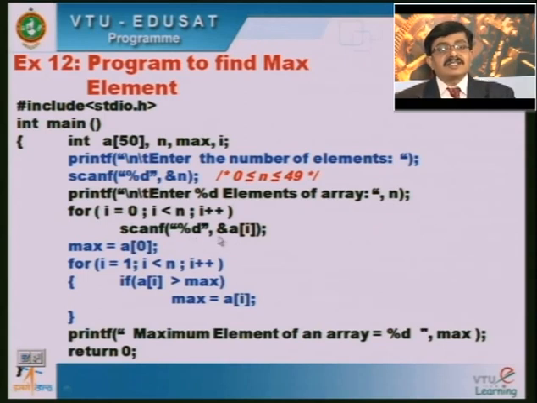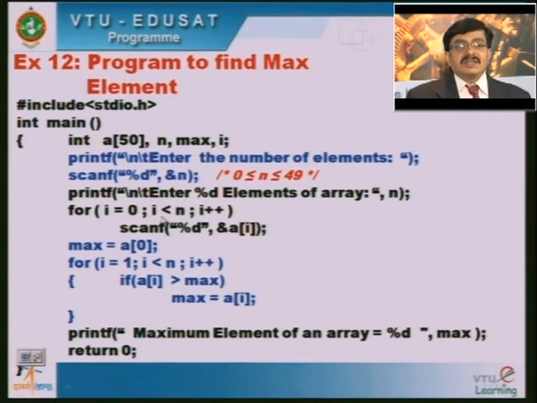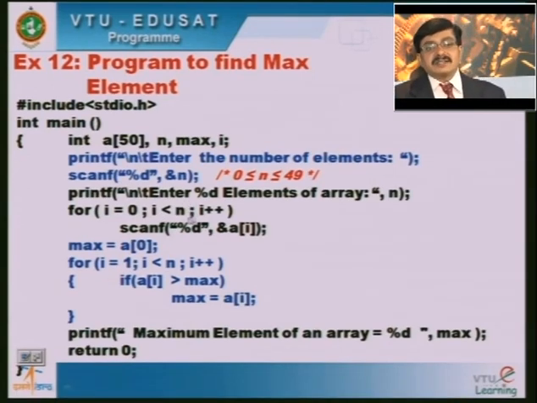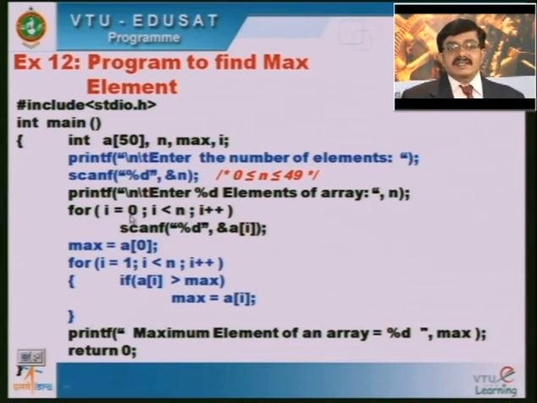So scanf of %d, &a of i. When i value is 0, I will be reading the 0th element. When i value is 1, I will be reading the first element. When i value is 2, I will be reading a of 2, and so on up to n minus 1, because n is the number of elements I will be entering. The index starts from 0, so I should go only up to n minus 1.